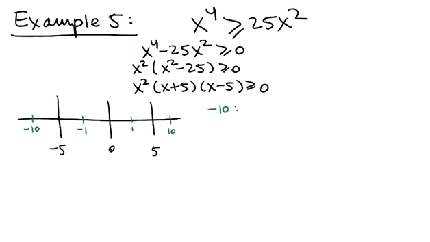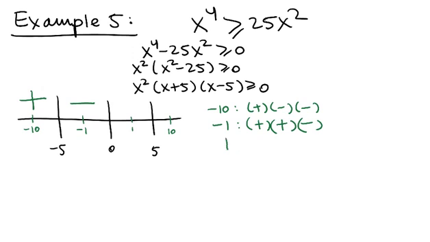When x is negative 10, I'm going to have negative 10 squared is 100, so that's a positive number. Negative 10 plus 5 is a negative number, and negative 10 minus 5 is also negative. So two negatives, that's making positive. Negative 1. Okay. Negative 1 squared is positive 1. Negative 1 plus 5 is positive. Negative 1 minus 5 is negative 6. Okay, I see one negative, that's going to end up negative.